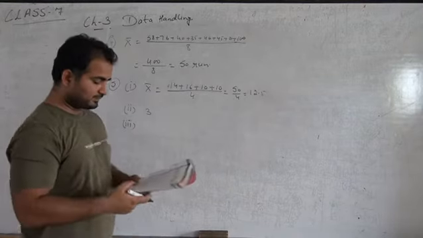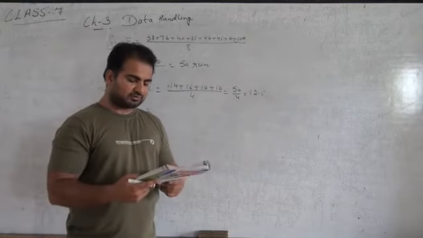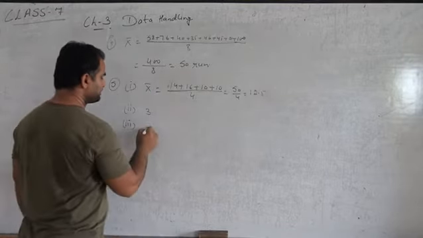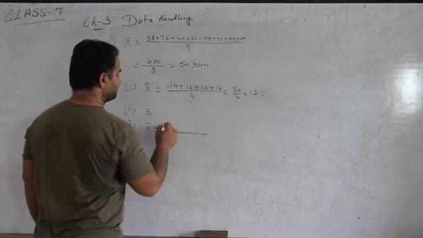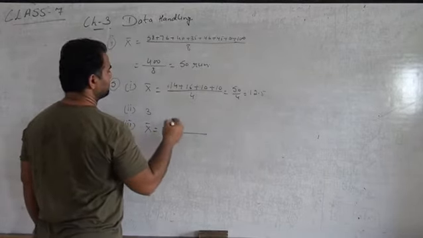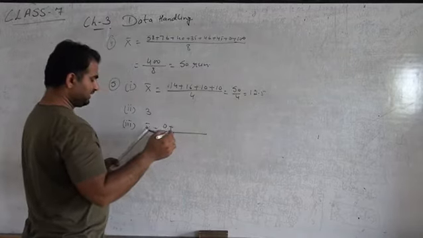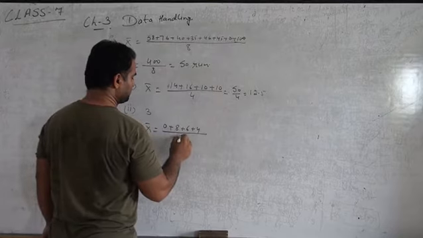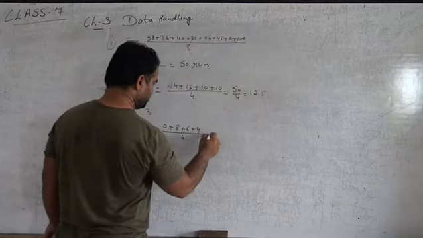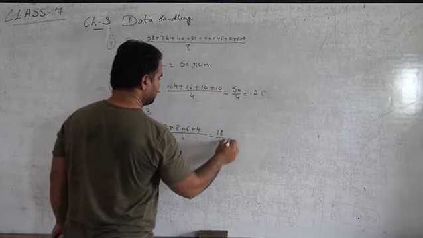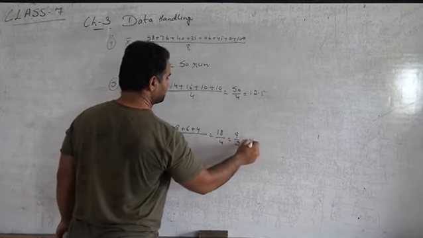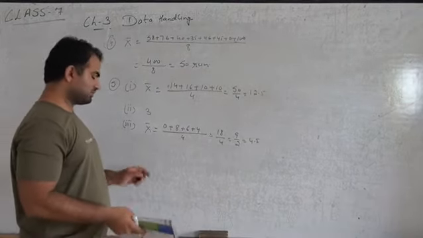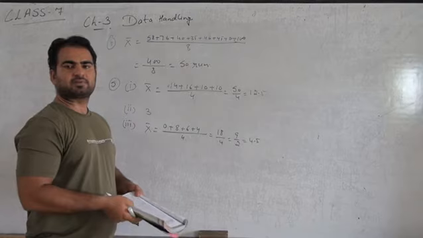Question number 3. B played in all the 4 games. How would you find the mean? Okay, B played in 4 games, so we find the mean by x bar equals 0 plus 8 plus 6 plus 4 upon 4. It will be 18 by 4, equals 9 by 2, equals 4.5. Done? So question number 4 is, who is the best performer?